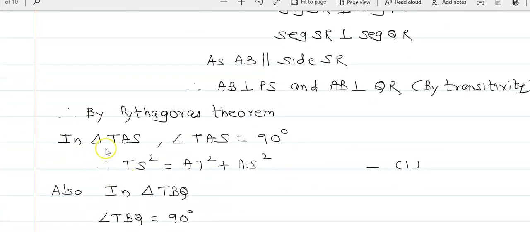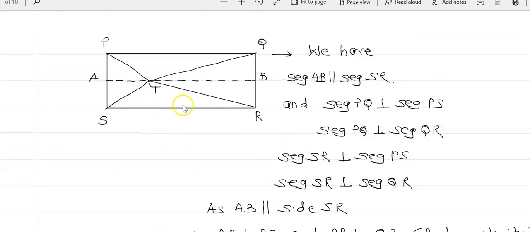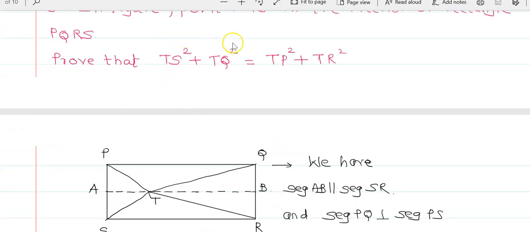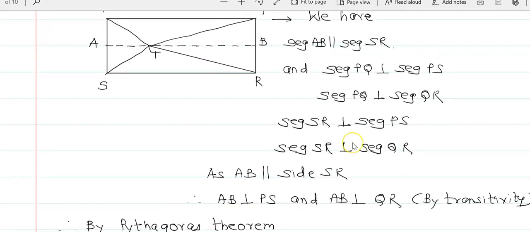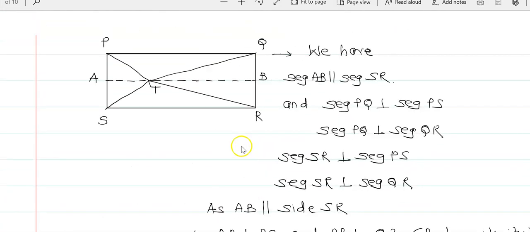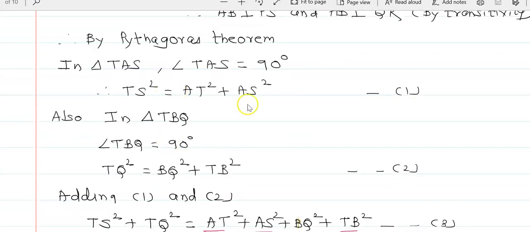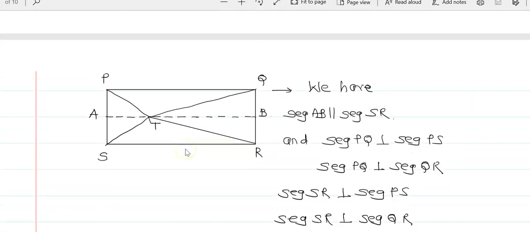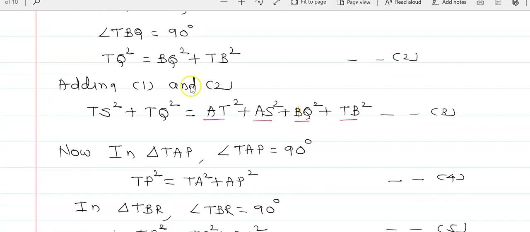First, in the triangle TAS, what we want to do is first find out the values of the left hand side, then the right hand side, and equate them. From triangle TAS, TS square is equal to AT square plus AS square, and from triangle TBQ, TQ square is equal to TB square plus QB square.